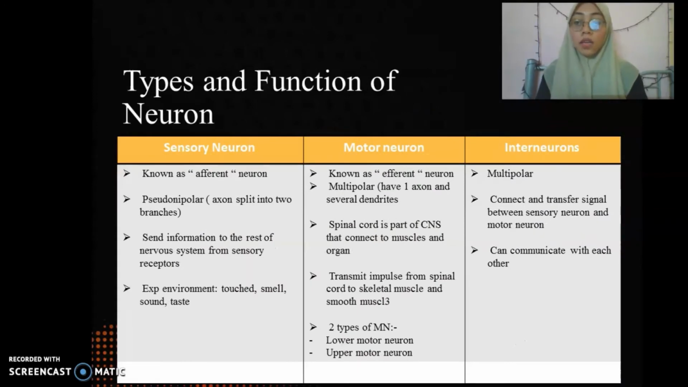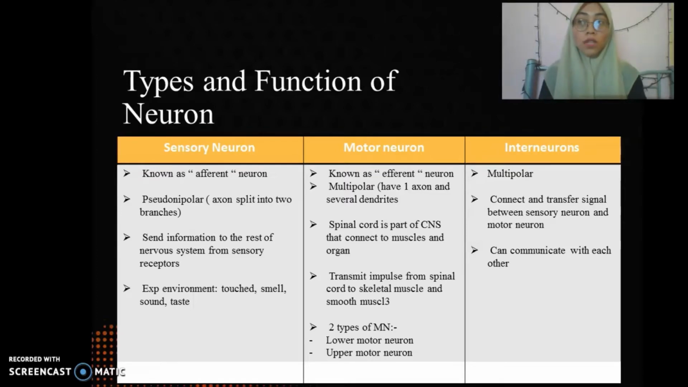Okay, next is types and function of neuron. A neuron has 3 types: first is sensory neuron, second motor neuron, and third interneuron. Sensory neuron is known as the afferent neuron, and it's pseudounipolar, which means the axon is split into 2 branches. The sensory neuron's function is to send all the information that it receives from the sensory receptor to the rest of the nervous system.